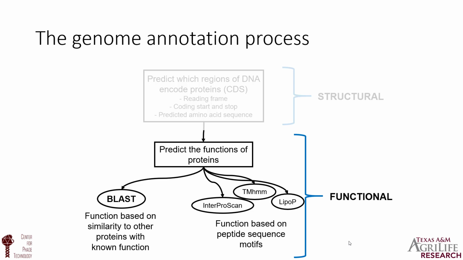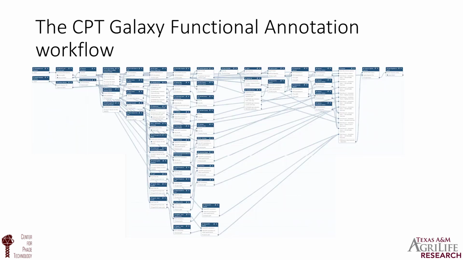To begin the functional workflow, we will assume that you've already completed the structural workflow and you have already identified all the protein-coding genes. The functional part of the workflow will predict the functions of these proteins based on a combination of BLAST, conserved domain searches, and tools including InterProScan, TMHMM, LipoP, and others. The CPT functional annotation workflow is our most complicated workflow. This is a schematic overview of it here. Obviously, we're not going to go into it in great detail.